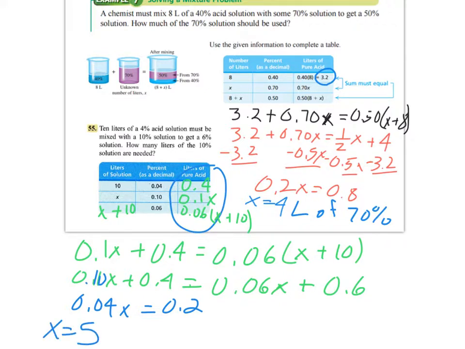So again, what we're saying is 5 liters of the 10% solution. And again, make sure that that makes sense. So 5 liters would give us a total of 15 liters. 6% of 15 is 0.9 liters, so 9/10 of a liter. If we had 5 liters, 10% of that would be 0.5. 0.5 and 0.4 together makes 0.9, so those numbers do add up.